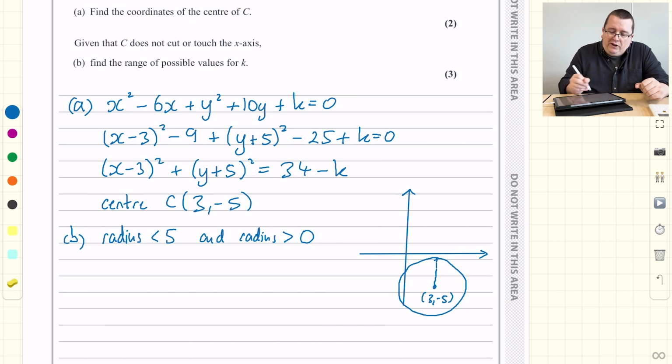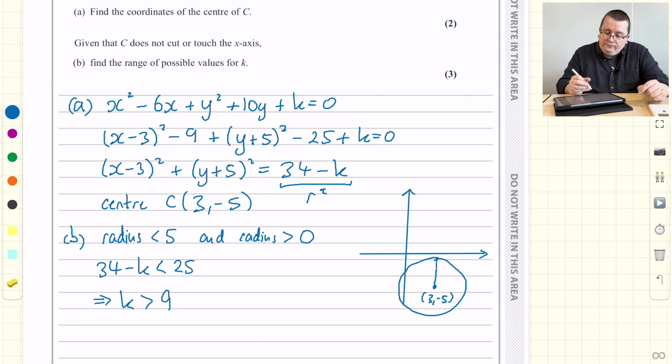Now, the 34 take away k that we have here, remember that is r squared, that's the radius squared. So 34 take away k must be less than 5 squared, so less than 25. So that implies, if you add k to both sides, take 25 from both sides, that k must be greater than 34 take away 25 is 9. So k is got to be greater than 9.